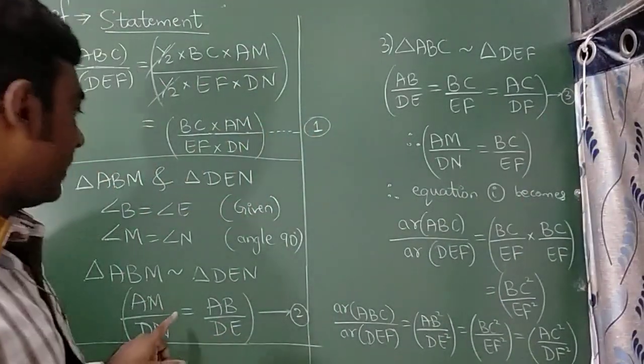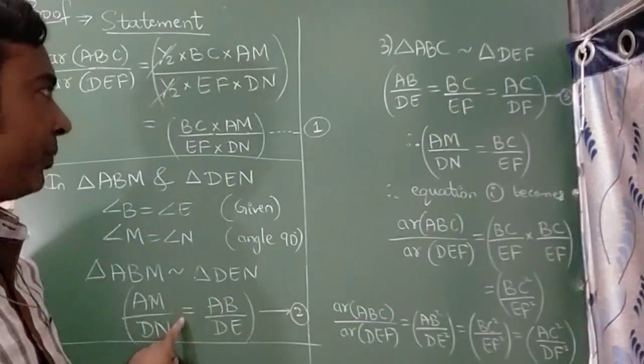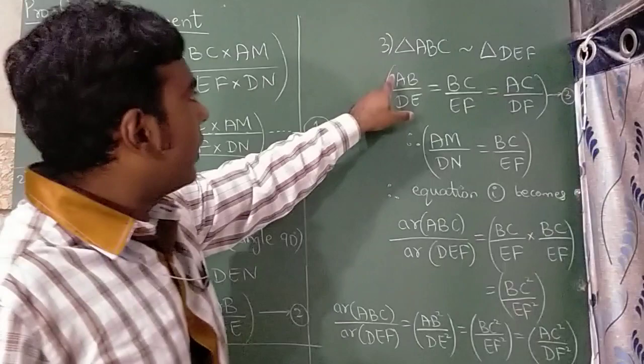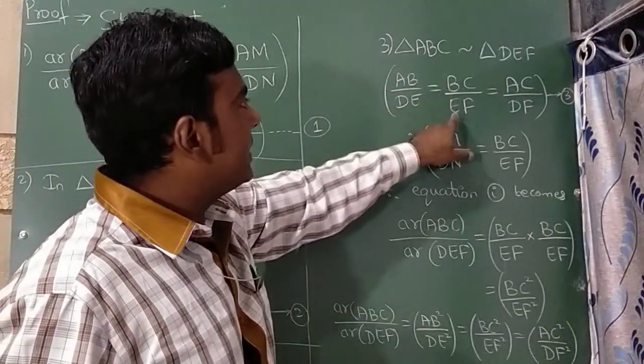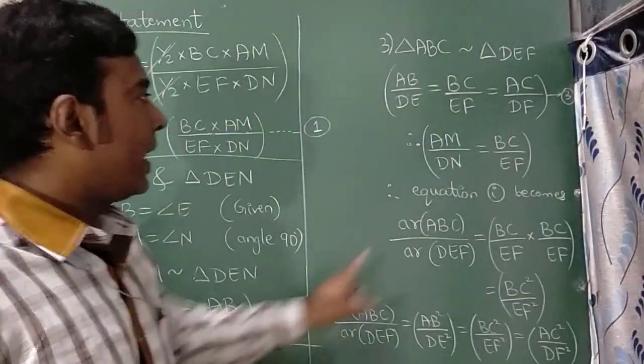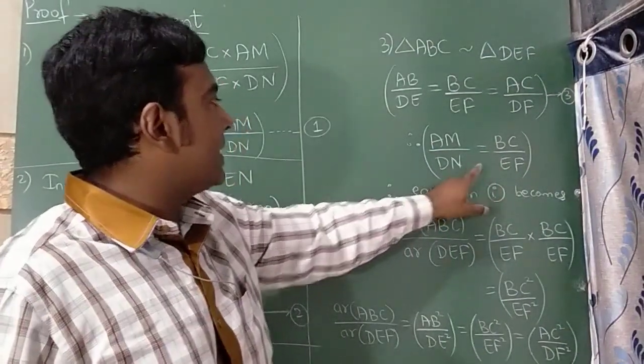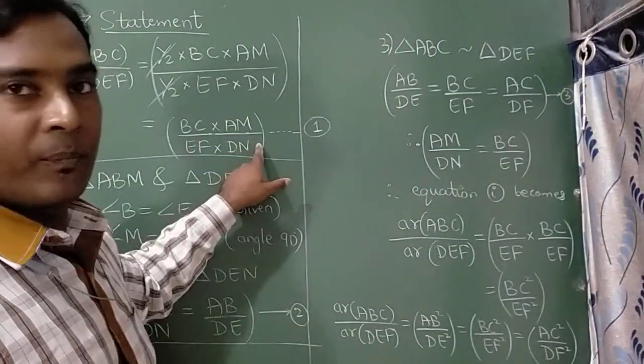Now you can see here equation 2, AM by DN, what was that? AB by DE. But what is AB by DE? It is BC by EF. So instead of this, I am going to write BC by EF. Now substitute this in equation 1.